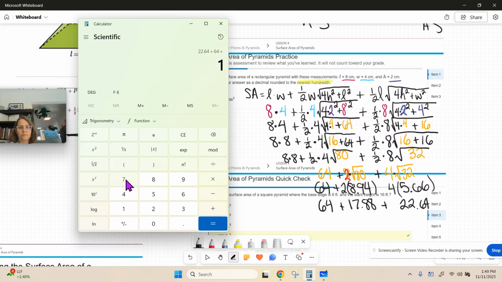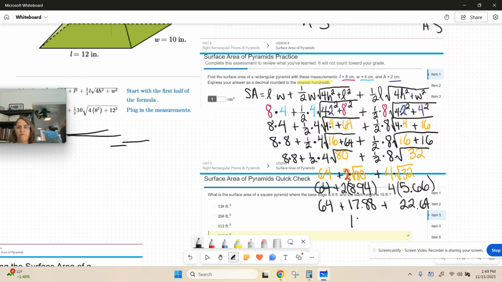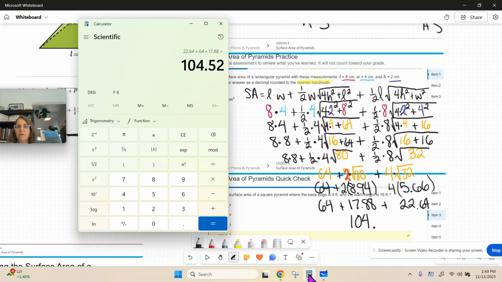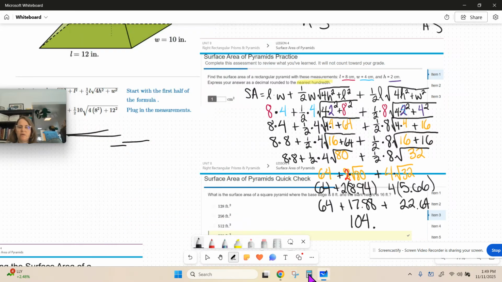Okay, this is my answer, 104. And then I'm going to get the decimal, 0.52. It is square centimeters. It would go here. This is item 1 from the practice.